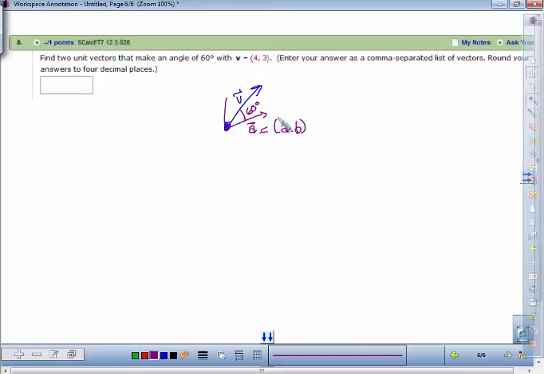So if we're going to use a dot product to do this, we should know that the angle between them is going to be equal to the dot product divided by its magnitudes. So we can assume that they're unit vectors from the beginning, and then we'll deal with that assumption a little bit later on. But now for this, let's let cosine of 60 degrees equal V dot A divided by the magnitude of V and then the magnitude of A.